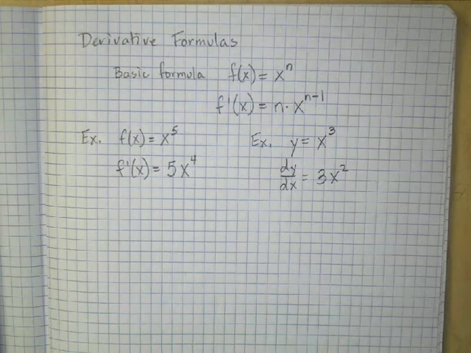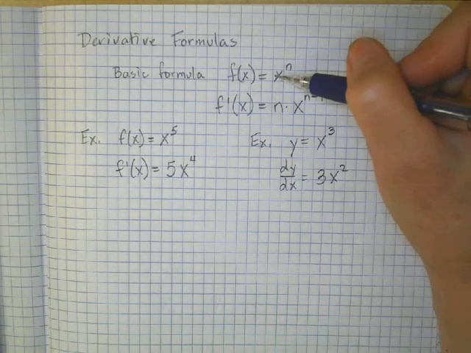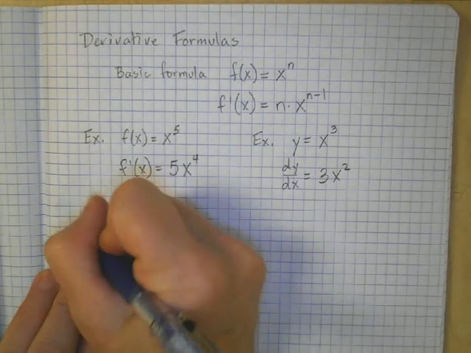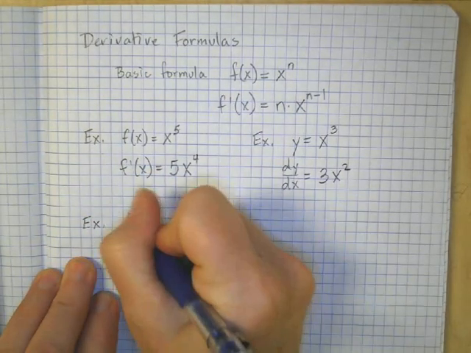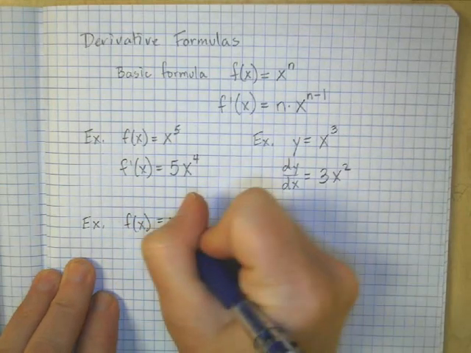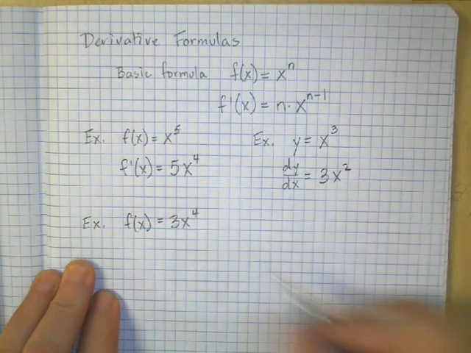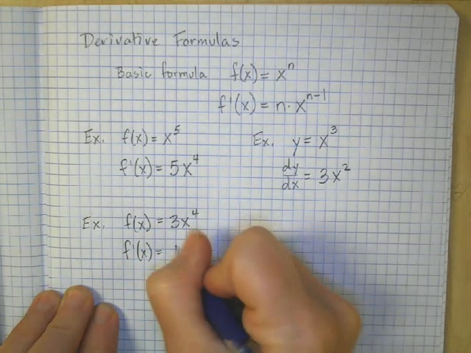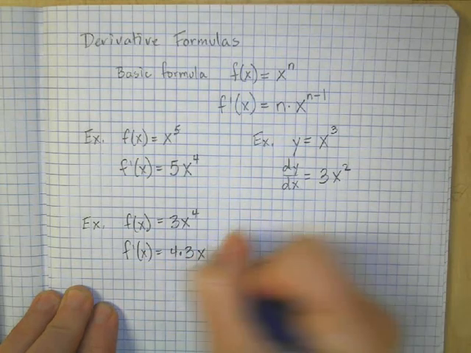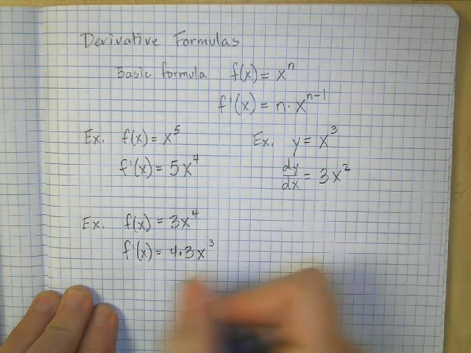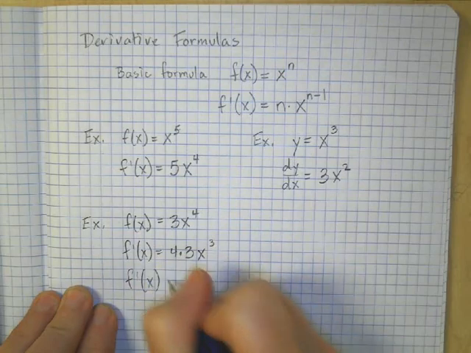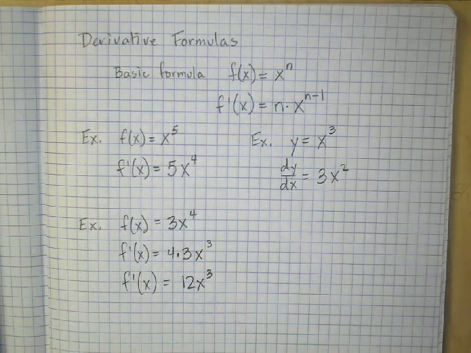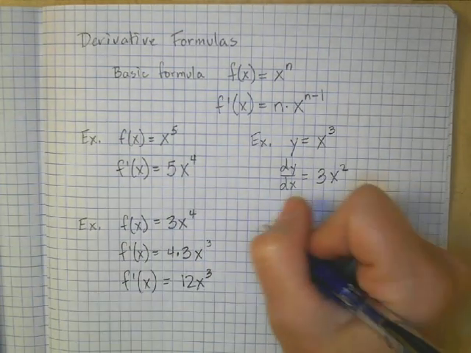Okay, now we can also have a coefficient of the x here. So if we do that, let's say f of x is equal to 3x to the 4th, then the derivative, I'm going to multiply 4 with the 3, and I'm going to subtract 1 from my exponent. Okay, I can also add these together. I can have a whole bunch of these all lined up next to each other.